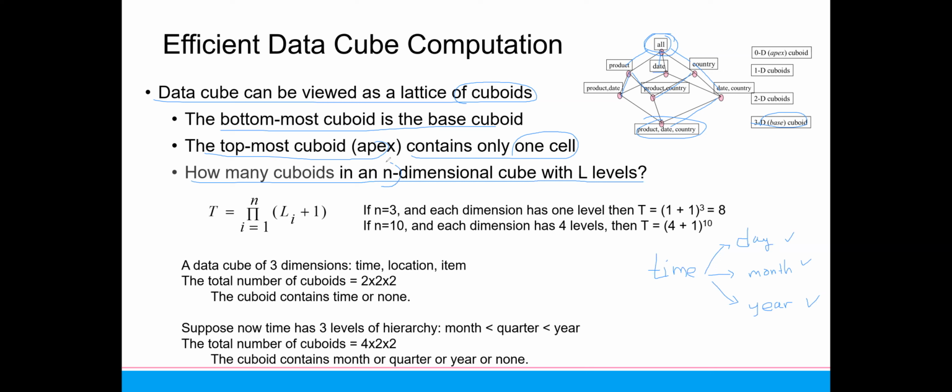And what about the n-dimensional cube? The n is this one. We have 3 dimensions, or 3 attributes. So the formula is like this one. This refers to product, or multiplication.